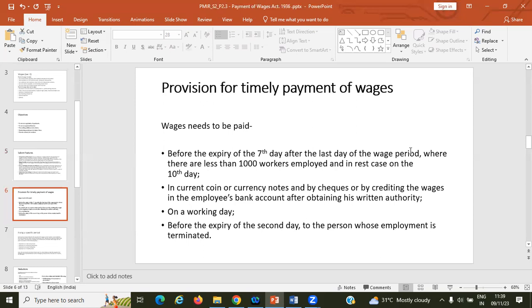And after the expiry of 7 days, suppose it is monthly. So August pay will come on September 1st to September 7th. In that way, before the expiry of the 7th day after the last day of the wage period, where there is less than 1,000 workers. So all these are coming from the Act. This is applicable where there is less than 1,000 workers employed, and the rest cases are the 10th day.